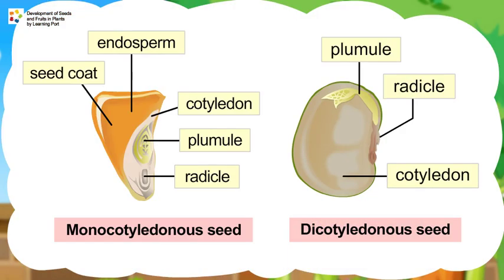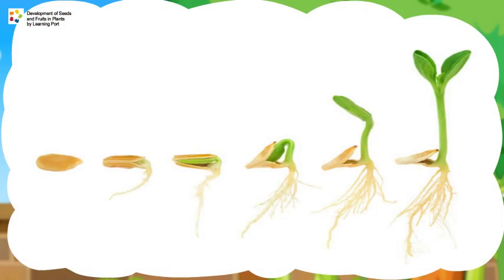There are two types of seeds. A seed from a monocotyledonous plant has one cotyledon, but a seed from a dicotyledonous plant has two cotyledons. When you eat a fruit and throw the seed on the soil, it will grow into a new plant."